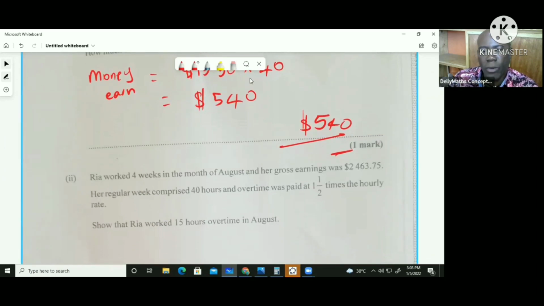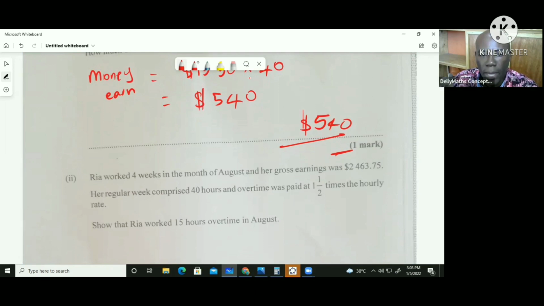So other parts to the question say that Rhea worked 4 weeks. So we want to make sure that we make note of this, that Rhea worked for 4 weeks in the month of August. So she worked 4 weeks in August. And her gross, so when everything comes together, she got $2,463.75 in August.